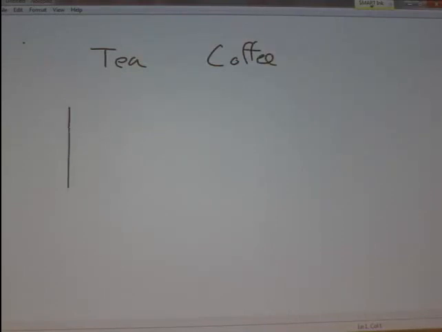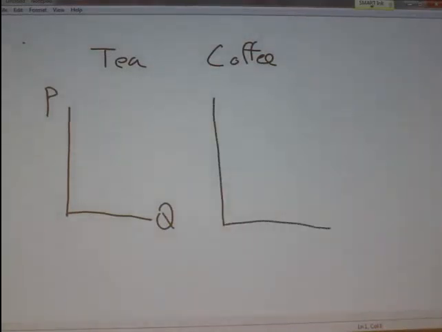So first we draw our demand curves. What do we label the x-axis as? Quantity. And the y-axis? Price. This should be automatic for you very soon. And likewise here.